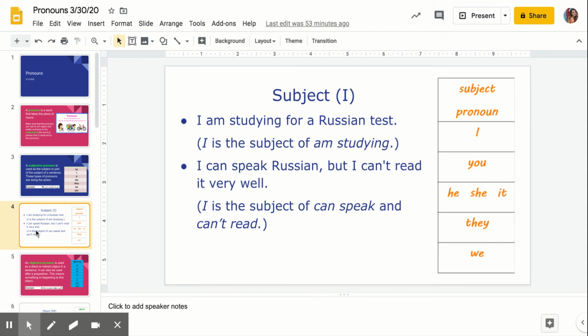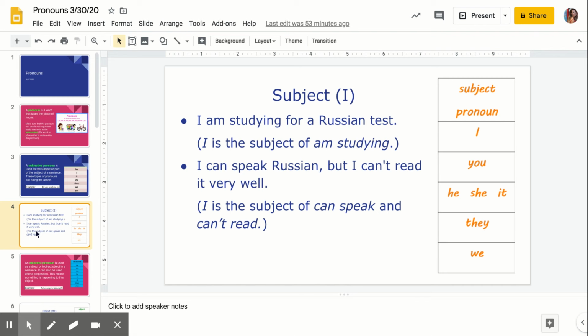"I am studying for a Russian test." I is at the beginning, therefore I is the subject of am studying. Or we have "I can speak Russian, but I can't read it very well." Now, this one's kind of tricky because you actually have two complete thoughts in one sentence. And in both of these thoughts, I is the subject because I is saying that you can speak, and then I in the second part is saying that you can't read. Both are at the beginning of the thought, and they're also both before the verbs.